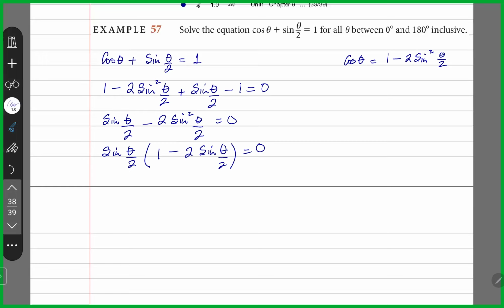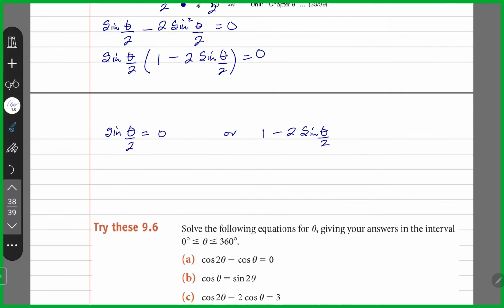If I'm multiplying two things and I'm getting 0, it is either the first that is equal to 0 or the second that is equal to 0. So what we have here is that 1 over 2 is equal to sine theta over 2. Over here, theta over 2 is equal to sine inverse 0.